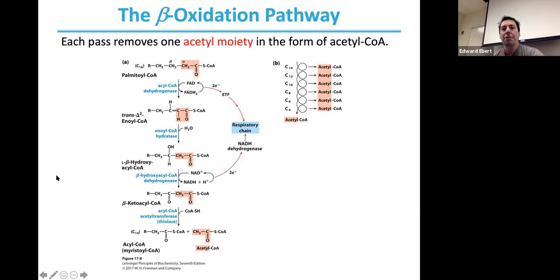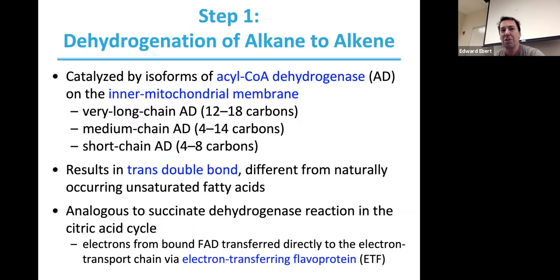Again, we just have this nice little pass where we're cleaving off 2 carbons each time to make our acetyl-CoA that can feed into our TCA cycle.